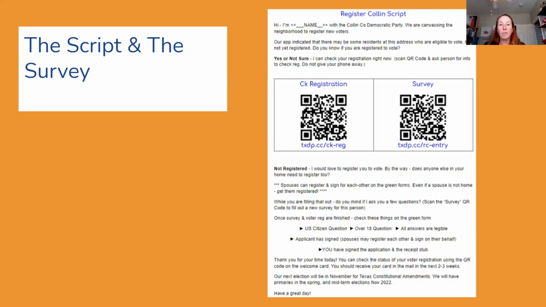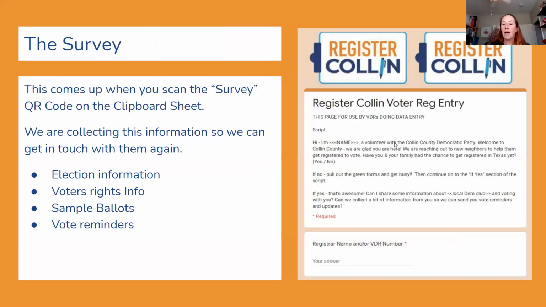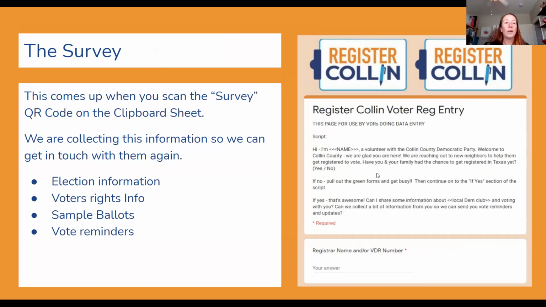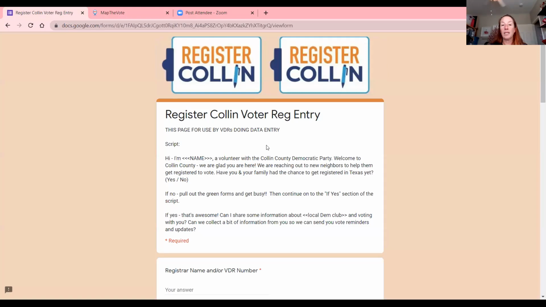Also, this is the backside of your clipboard sheet. You'll have your full script back here when you're talking to your voter. So you say hi, you introduce yourself, you go through the process. So the survey, we got a QR code here to bring up this survey. And it brings you over here. Let me go to my live version so I can walk you step by step through this.